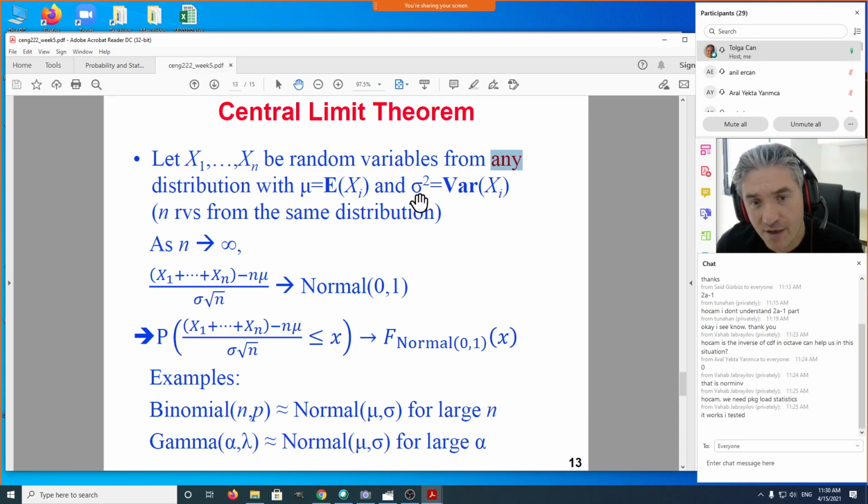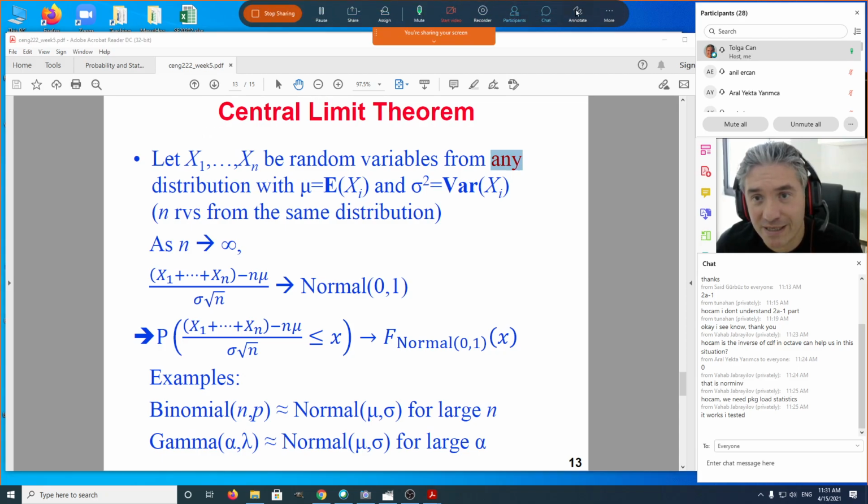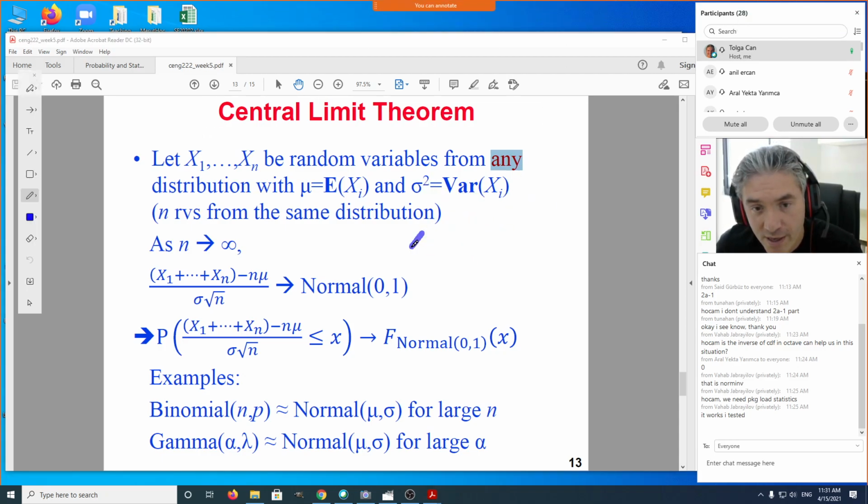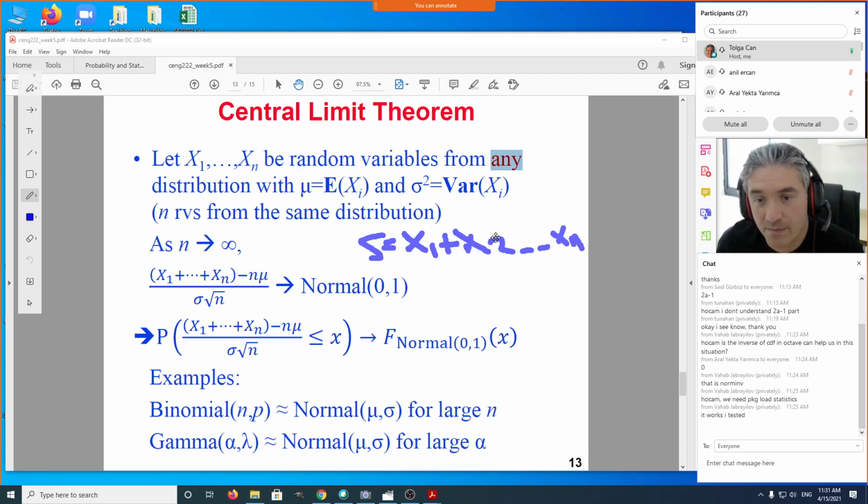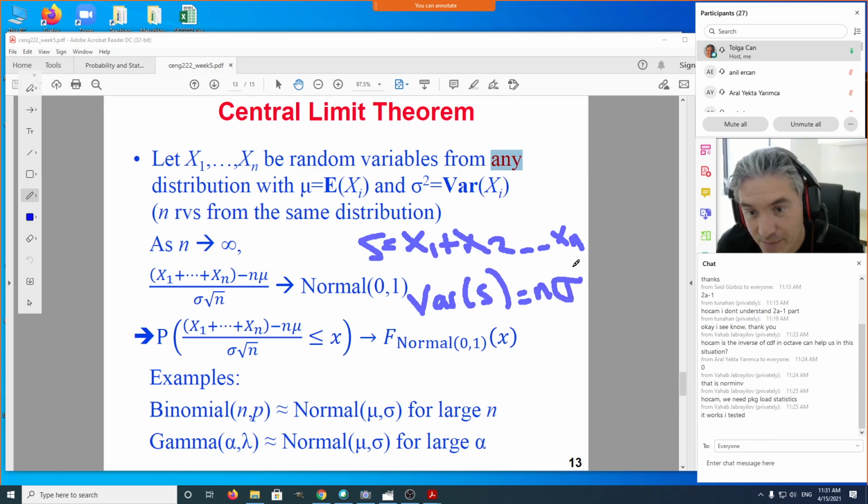By the way, if the individual variances of these variables are sigma square, let me write it here. You define this S as X1 plus X2 plus all the way to Xn. These are again independent, and it's a linear combination of these random variables. The variance of S is going to be n times sigma square, if these individually have variance sigma square.